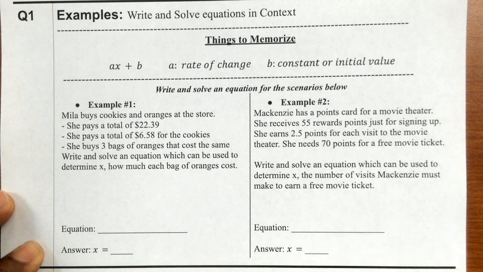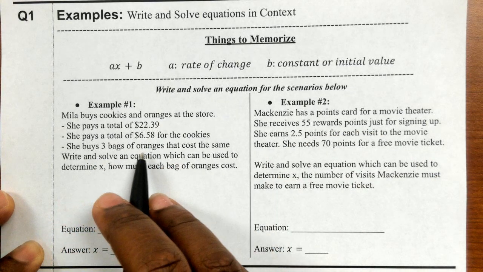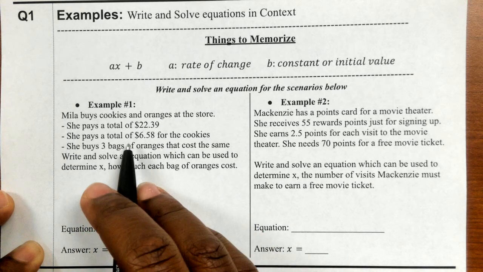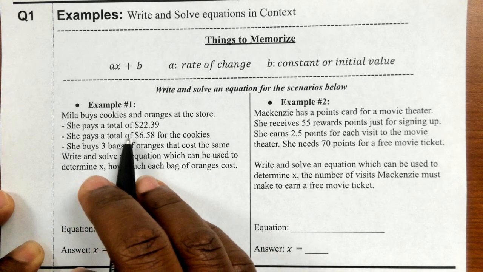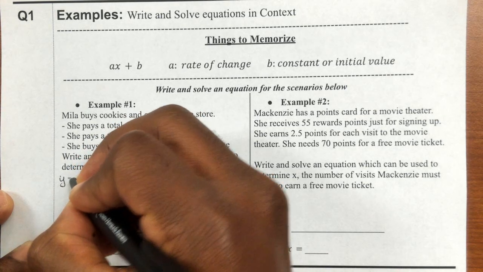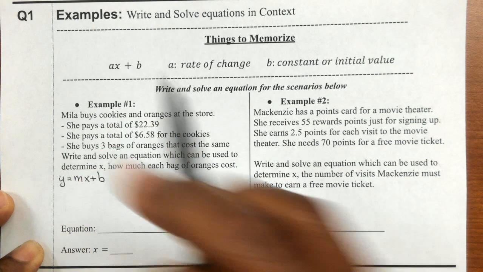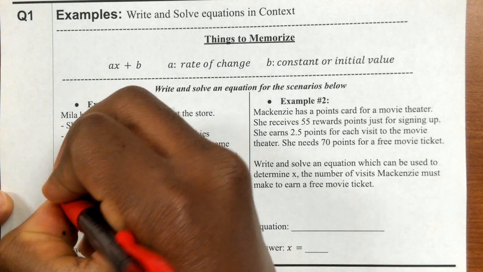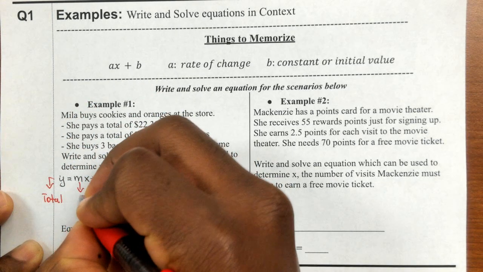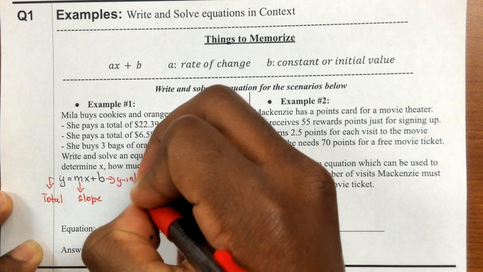Whenever you're trying to write an equation, when you have some total, an amount that's changing over some period of time or being a constant cost, and some starting amount, you need to always represent it in the form y equals mx plus b, or y equals ax plus b, where y represents your total value, m represents your slope, and b is your y-intercept.